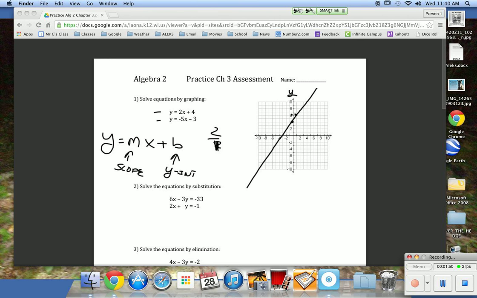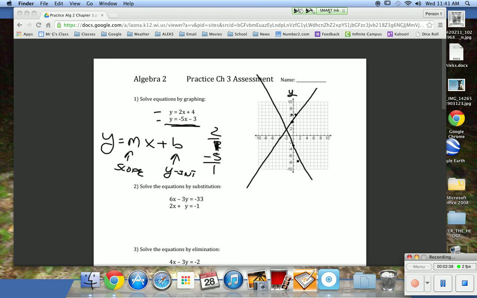Preston, what's my y-intercept on the bottom equation? -3. So on y, I'm going to go down to -3, and I'm going to put my dot. All right? What is my slope, Paris? The bottom equation. This equation here. -5, or -5 over 1, right? So from this point I'm going to go down 5, 1, 2, 3, 4, 5, and I'm going to go over 1. So I've got my line coming through like that.